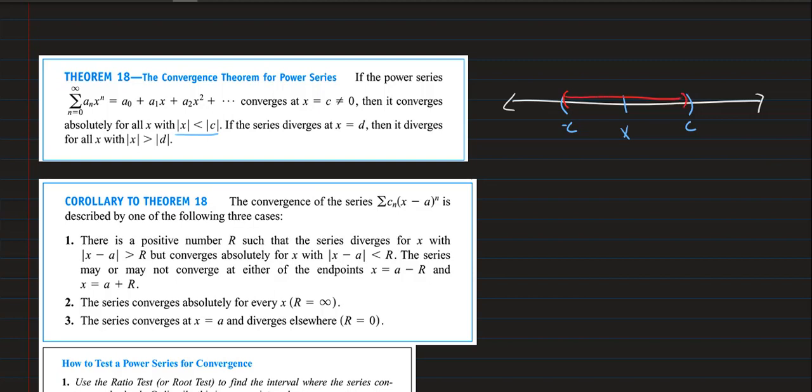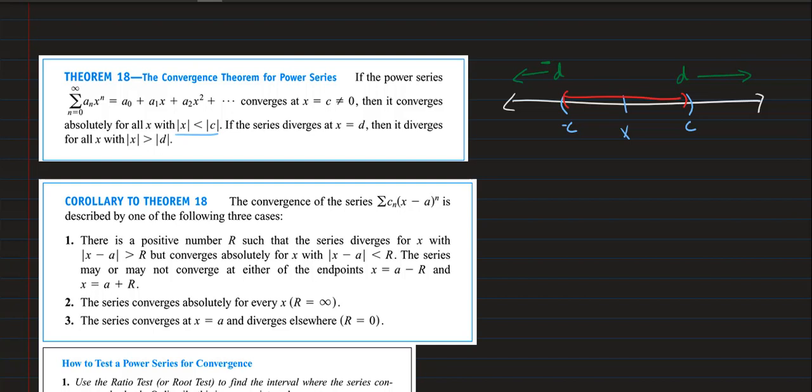If the series diverges, we have an absolute value with a greater than there, it's going to diverge for every value that's greater than d. So if this was a d here and our series diverged at this point d, our absolute value of x greater than d would be represented by this region right here that I have shaded in green. So if your series converges at some point, it's going to converge everywhere in between the negative c and c. If it diverges, it will diverge from d to infinity and also from negative infinity to negative d.